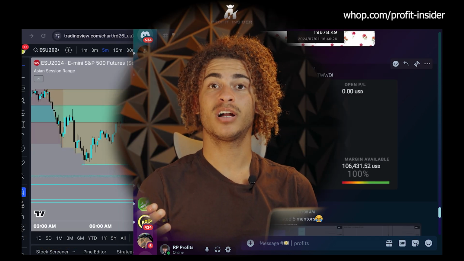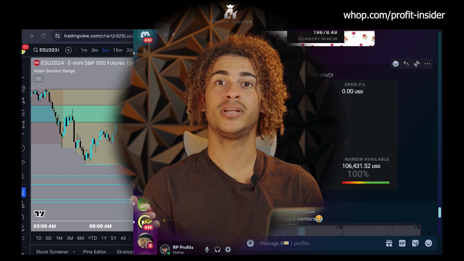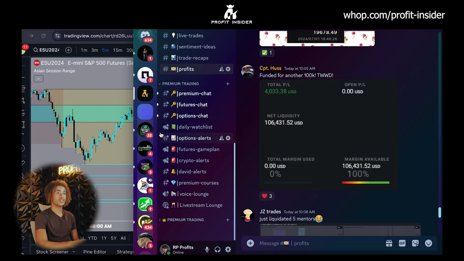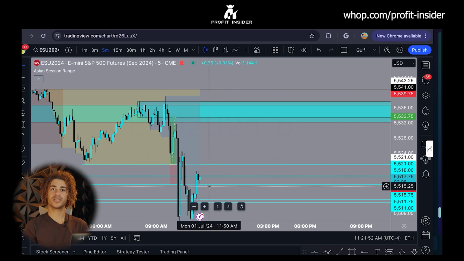The last thing I want to talk about is the trade I took today that allowed Captain Huss to pass his funded account and allowed Nia to make $500. So this trade right here is another trade using our key level. So this is actually using a low. So the past trade we used a session open. This is going to be using a low.